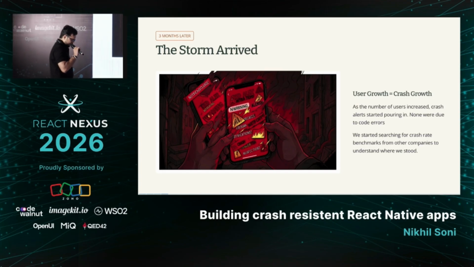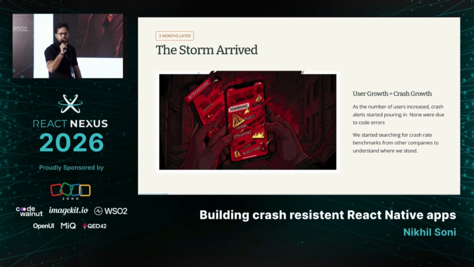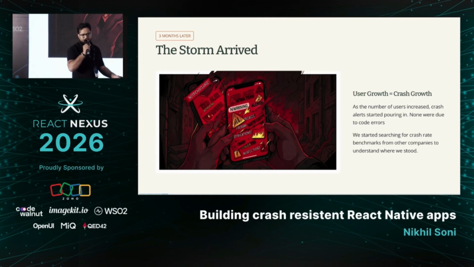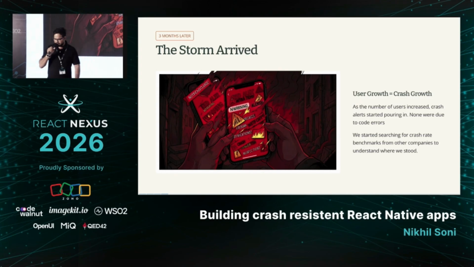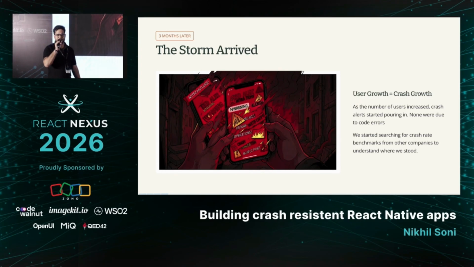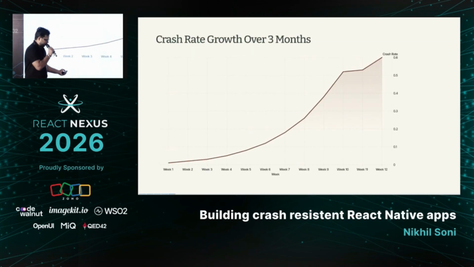Why were the crashes increasing? In the first few weeks we were fine because it was like okay, there are some crashes, it's okay. We were having 0.25, 0.2, 0.1. The crash rate was okay for the first 2 weeks. But as the users were increasing, the crash rate was increasing in this fashion.